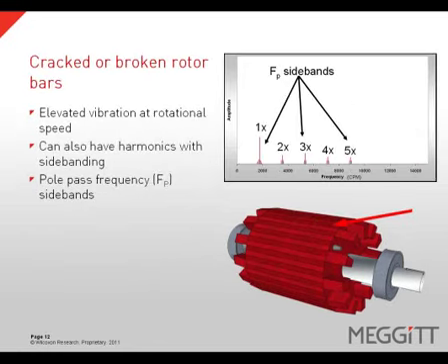Cracked or open rotor bars will cause elevated levels of vibration at running speed and possibly at its harmonics. There will likely be sidebands around the rotational speed harmonics spaced at pole pass frequency.